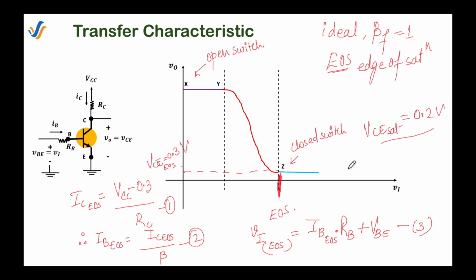So what is the output current in the saturation region? So IC saturation is given by VCC minus VCE saturation. I am writing it directly: 0.2 upon RC. So this is our equation 4.